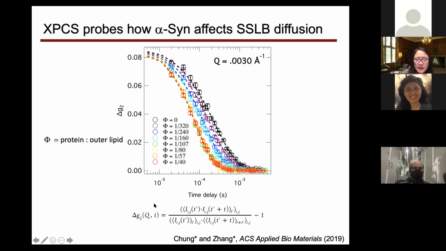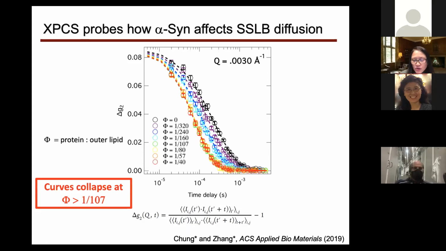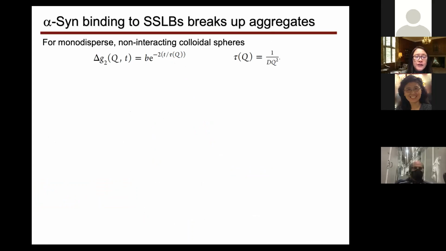And as shown in here, the correlation is given by this equation. So as you move from black to red, at the end you have 1 protein to 40 lipid ratio. And you can also see that even going from the green curve, which is 1 protein to 107 lipid, you already see that the curves are stacking on top of each other, and we'll analyze to see what that means. So this just says that the curves are collapsing over there.